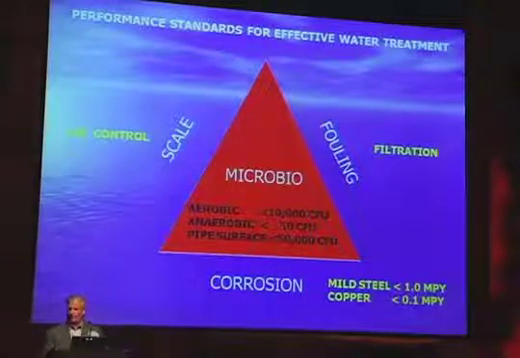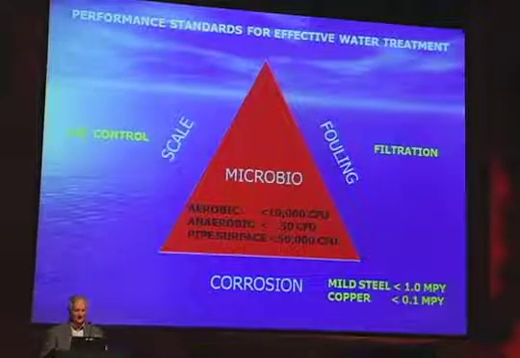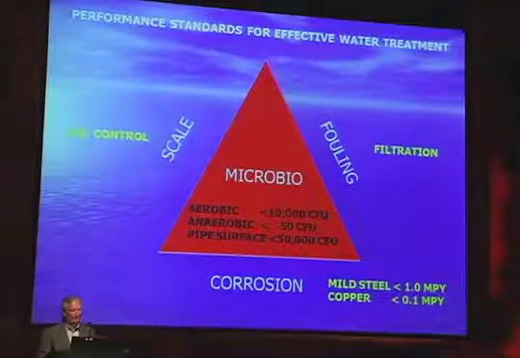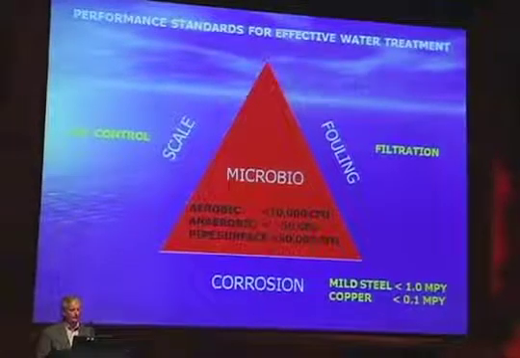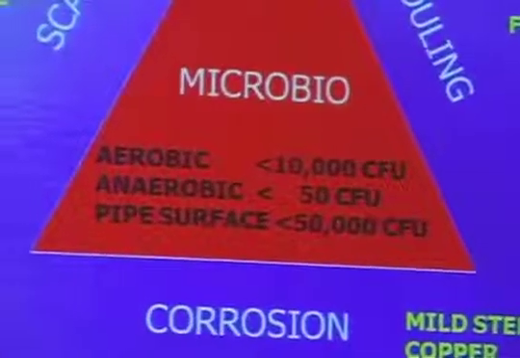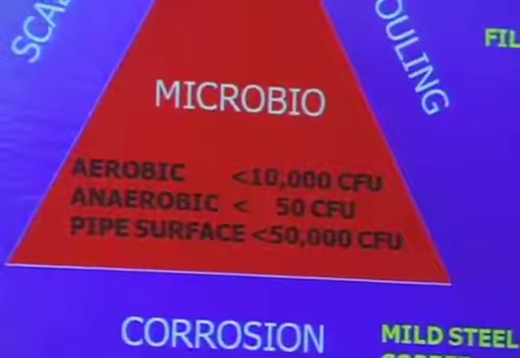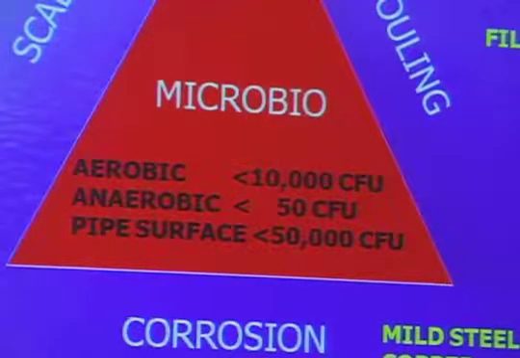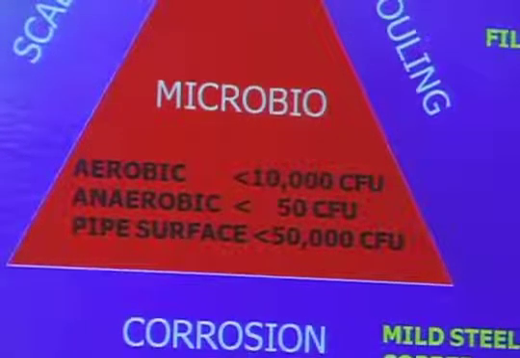Remember that 25/1000th of an inch tube? We want to make sure we get very low corrosion rates so those copper tubes last a long time. The microbiome, we pretty much have the parameters: general aerobic bacteria at 10,000 colony-forming units, anaerobic less than 50 colony-forming units, and pipe surface bacteria less than 50,000 colony-forming units.